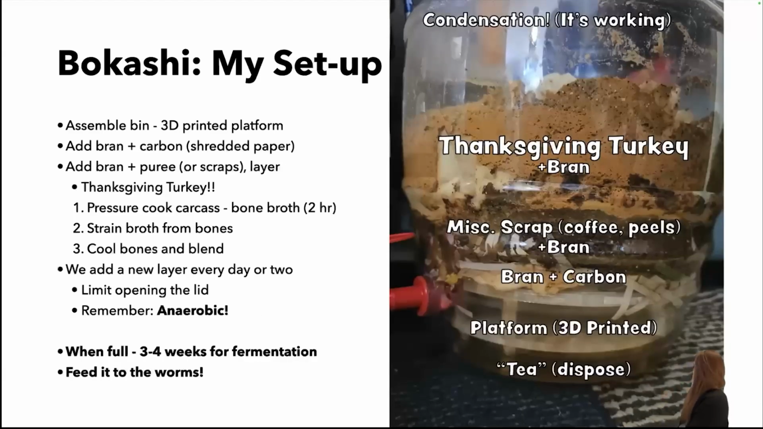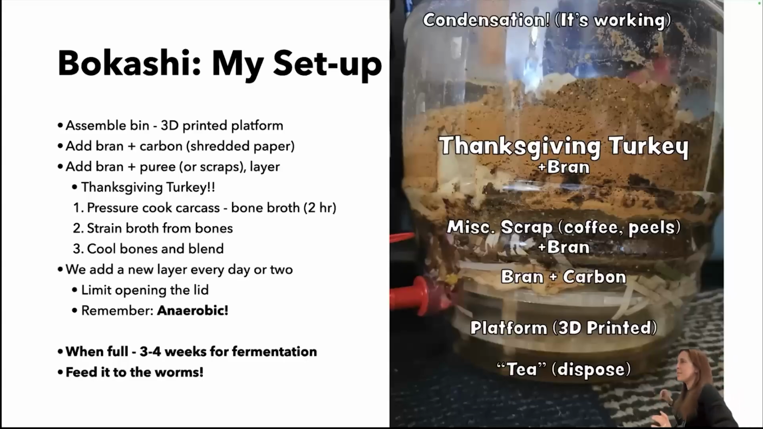And so we have that platform. We have the tea, which is on the bottom, which we just dispose right down into our septic system. We have the bran with our first level of carbon right here. Then we have miscellaneous scrap.